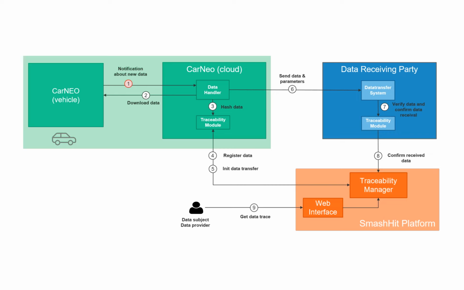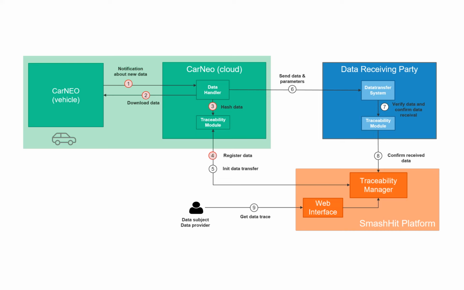First, Carneo sends a notification that new data has been generated to the data handler of Carneo Cloud. The data handler then, as a second step, downloads the data and then, using the functionalities of the traceability module, hashes the data and registers the data to the traceability manager, which is part of the smashHit platform.